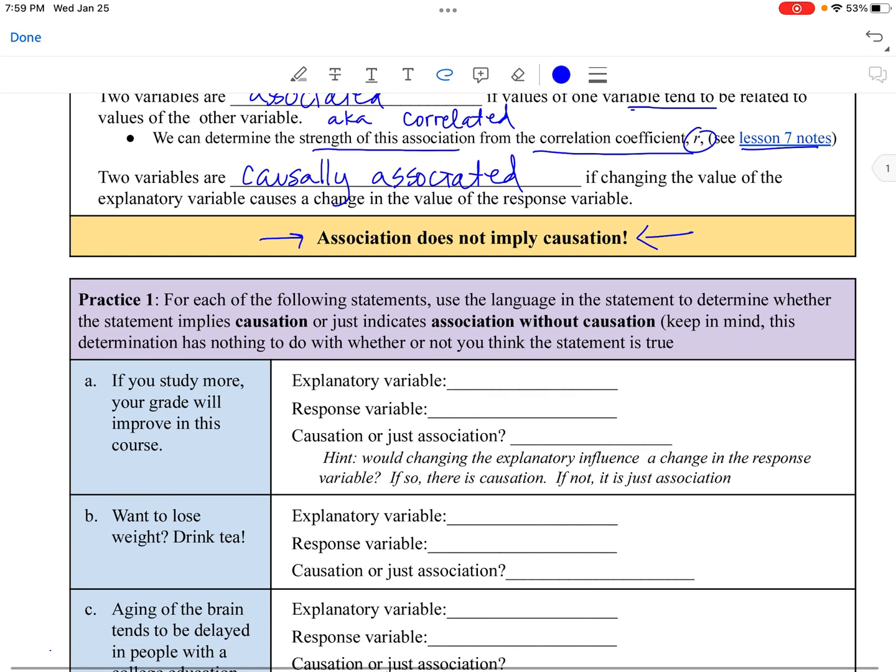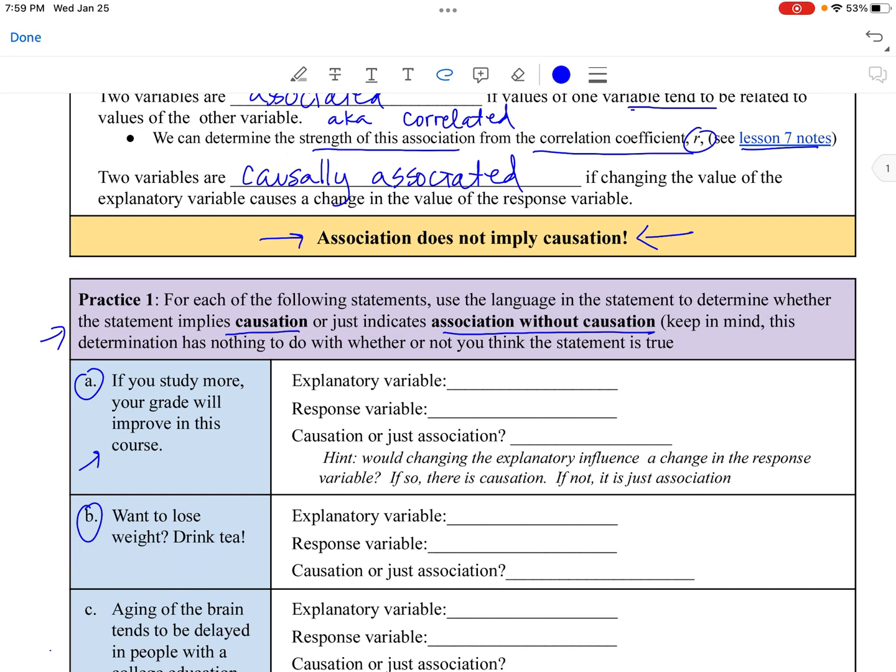and we'll look at some examples. So in these practice problems, for each of the following statements, you're going to use the language in the statement to determine whether the statement implies causation or just indicates association without causation. We're going to keep in mind when we look at these statements that determining which one of these it is has nothing to do with whether or not you think the statement is true. Okay, so here is a statement. If you study more, your grade will improve in the course.